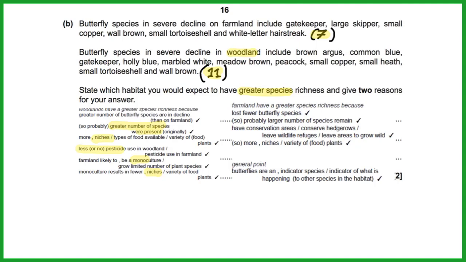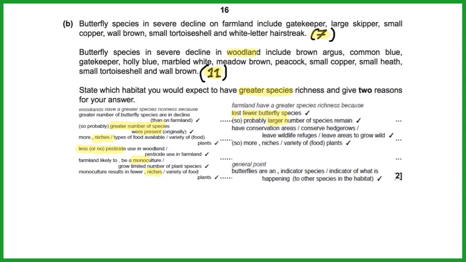Alternately, you could have said that farmland has a greater species richness because it's lost fewer butterfly species. It's lost 7 as opposed to 11. Therefore, you might have a larger number of species still there. You could have conservation areas within the farmland, such as hedgerows or wildlife refuges, so that there would be more niches in these peripheral areas where there were more food plants, therefore more niches for more butterflies.